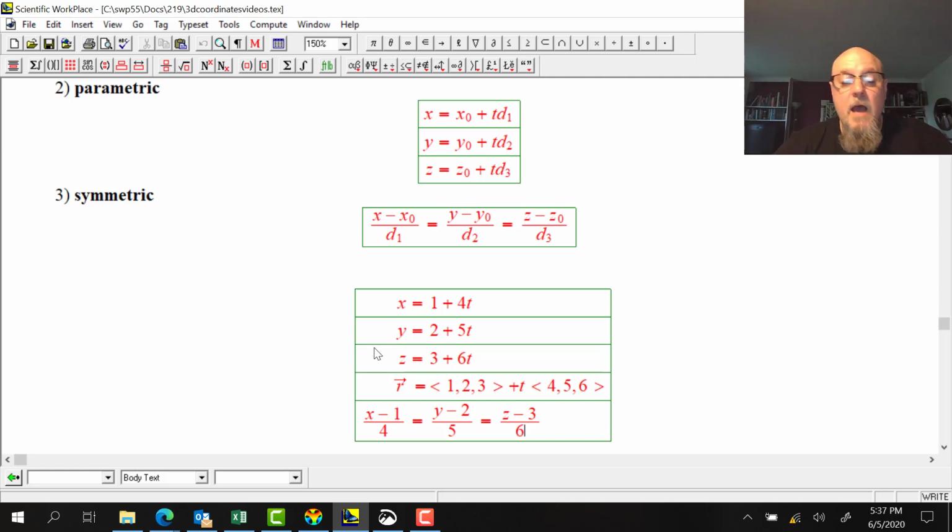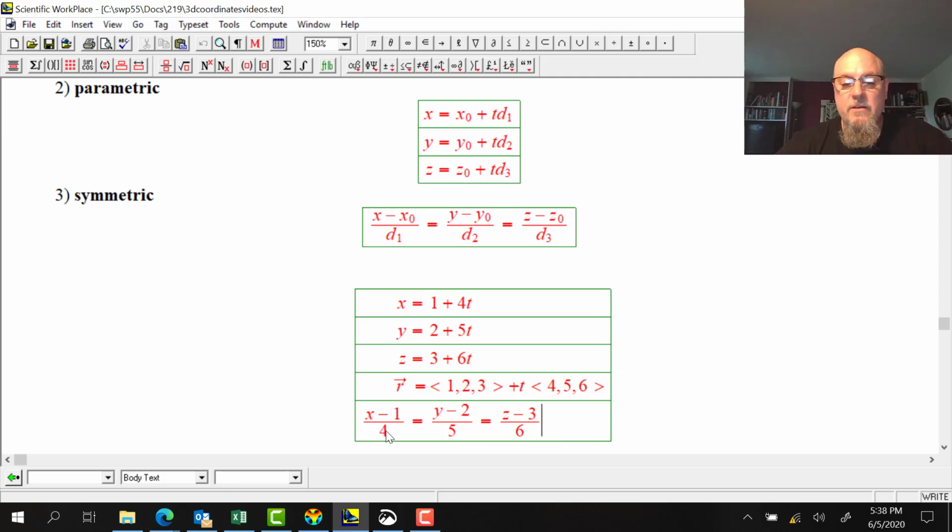And how do I know it goes through the point 1, 2, 3? If I make x equal to 1, this fraction equals 0. If I make y equal to 2, this fraction equals 0. z equals 3, this fraction equals 0. So the point satisfies that symmetric equation.